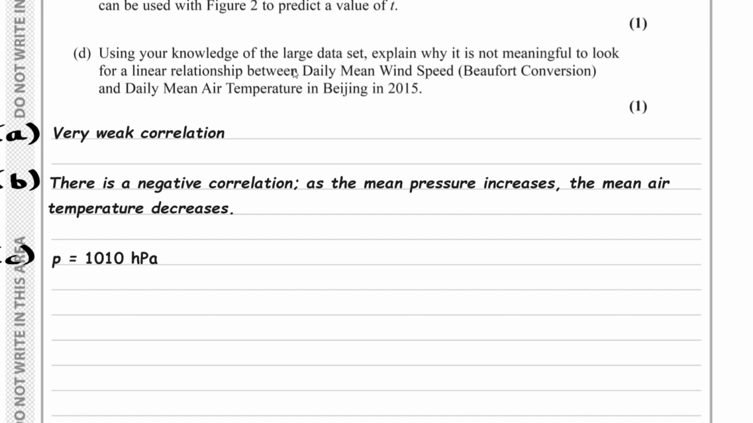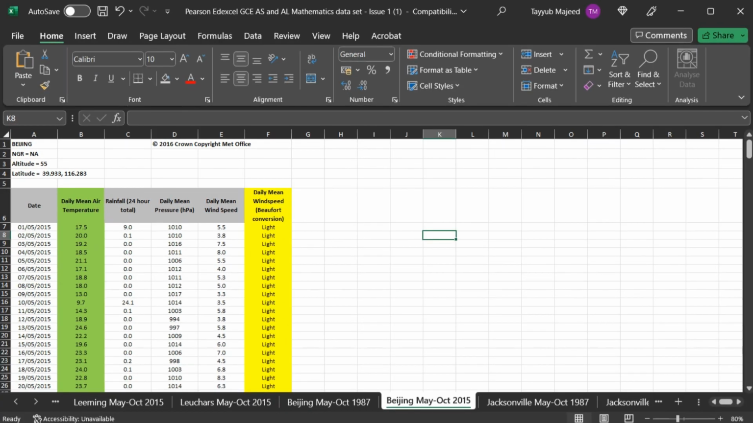Part D, using your knowledge of the large dataset, we have to explain why it is not meaningful to look for a linear relationship between daily mean wind speed using the Beaufort conversion and daily mean air temperature in Beijing in 2015. If we go back to the large dataset, for daily mean air temperature, we have those given in degrees C. And with the daily mean wind speed using the Beaufort conversion, we have qualitative data.